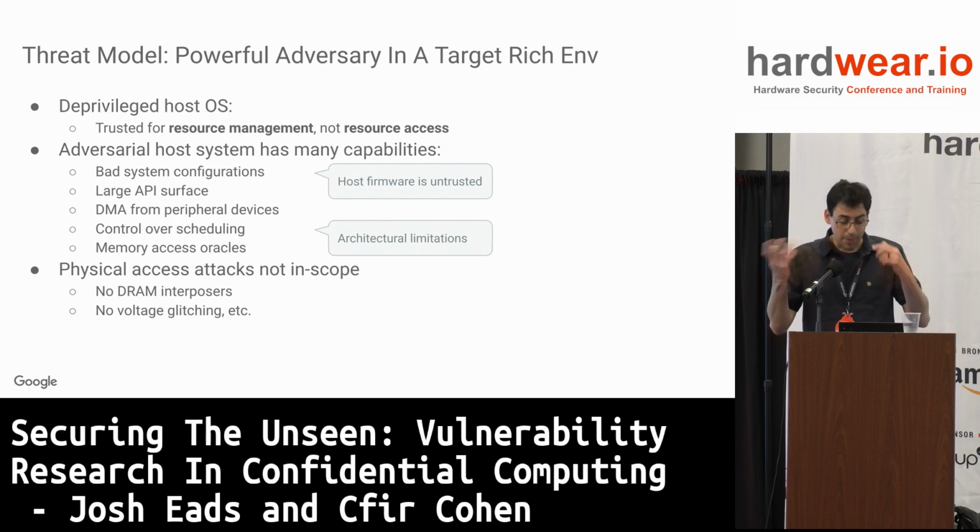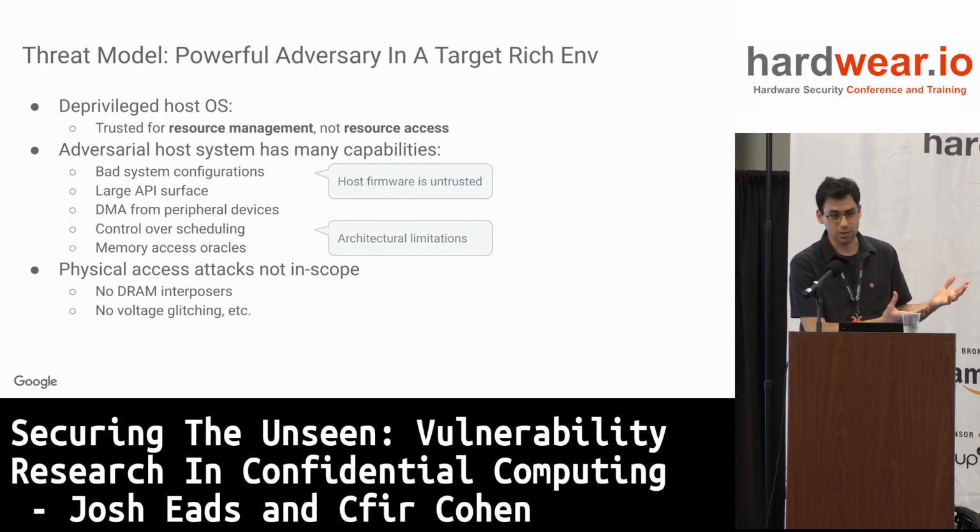Because when you manage those resources, say you manage a memory page, the host can at will unassign that page from a confidential computing environment and get exceptions when the guest tries to access that page. So you have these built-in access oracles, which are almost by design. I'd like to point out that physical access attacks are not in scope for confidential computing. So no DRAM interposers, no voltage glitches, but malicious DMA and malicious peripherals are in scope. So we'll see some security controls that defend against that.